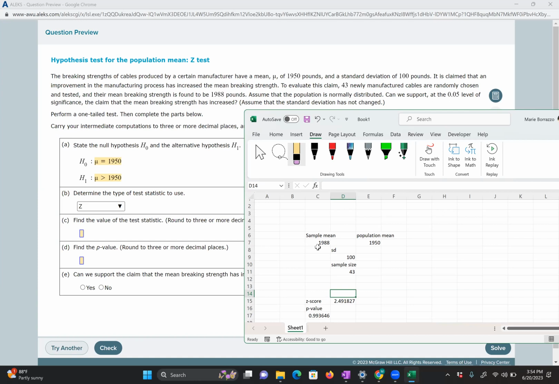Mu is 1950, standard deviation 100, X bar of 1988, sample size of 43, and we want greater than according to this. Okay, I'm getting, drum roll please, 2.49, exactly that, 2.49 with a very tiny p-value of 0.0064.